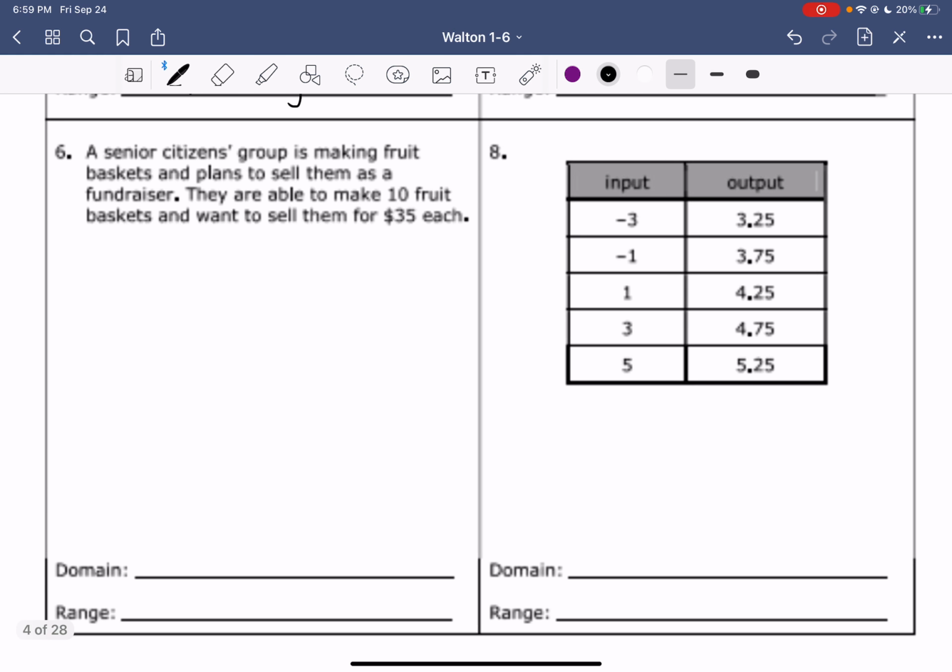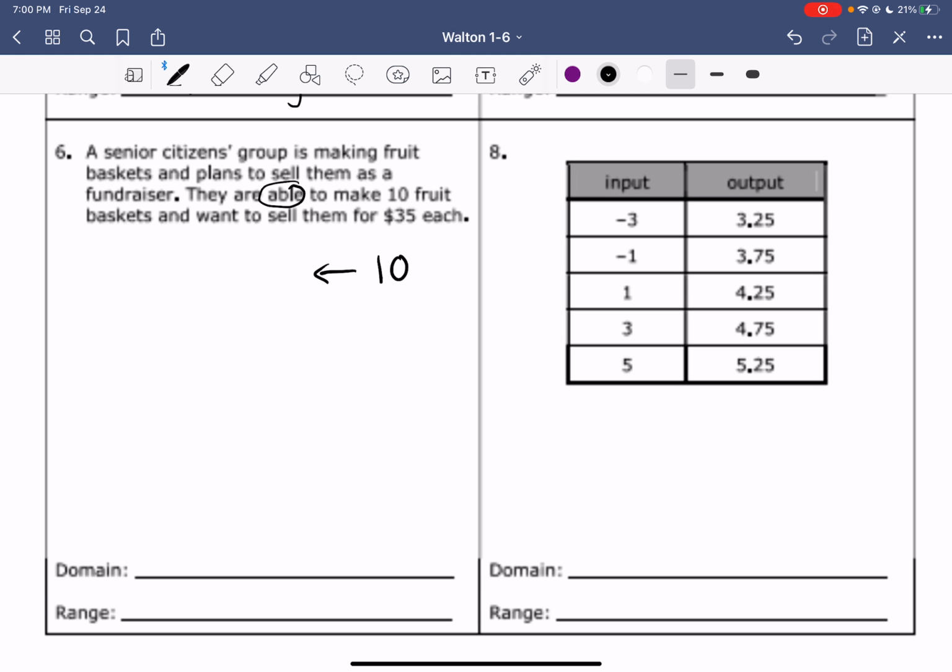All right, number 6, a senior citizen group is making a fruit basket and plans to sell them as a fundraiser. They are able to make 10 fruit baskets and want to sell them for $35 each. So they're able to make 10. So 10 is the max, but they could also have anything from 0 to 10. So that helps us know that. So first we need to figure out a little equation, kind of like we did before.